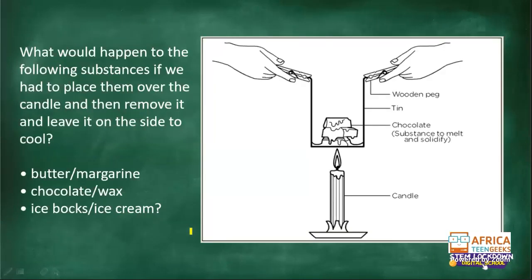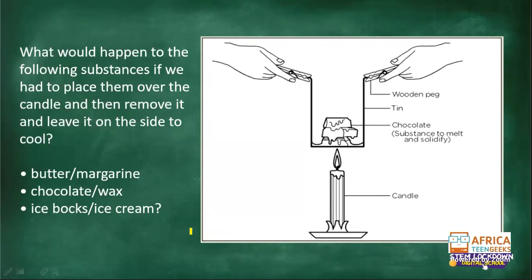Okay, this one. You'll see on the picture what they did and what is supposed to happen here. We have a candle that obviously is lit, so it is hot. You'll see that they didn't use their hands because they'll obviously burn. So we have a tin, and inside is chocolate or any substance that we can melt and also solidify. And then we have the wooden pegs to hold it with, because the tin will obviously get hot.